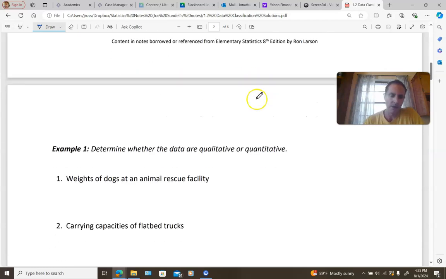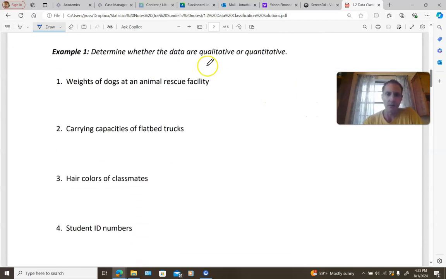All right, so now we're going to look at some examples on our own. We're going to determine whether the data here is either qualitative or quantitative. Number one, the weights of dogs at an animal rescue facility. Well, the weight of a dog, guys, is a measurement. It's a numerical measurement, so this is going to be quantitative data. We could perform some operations with that data. So quantitative. Again, remember, think of quantity.